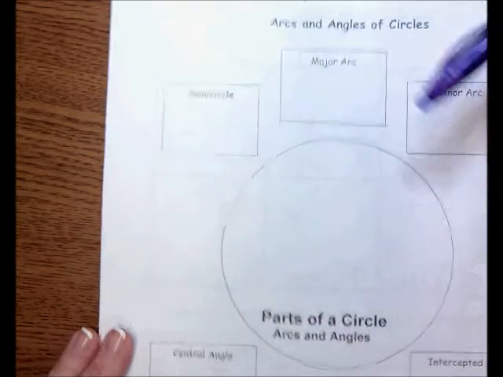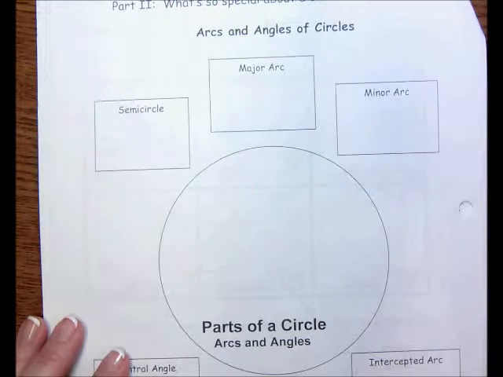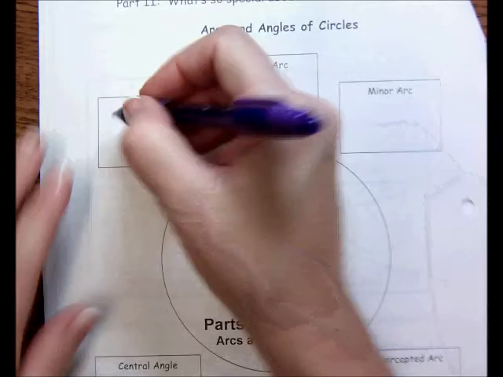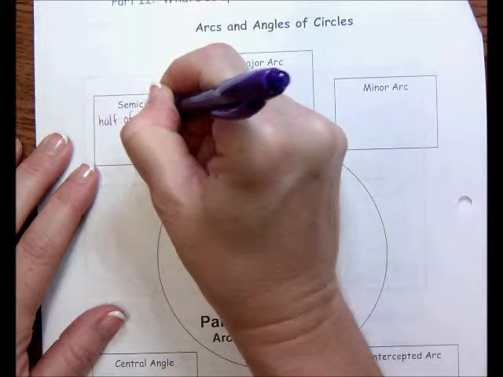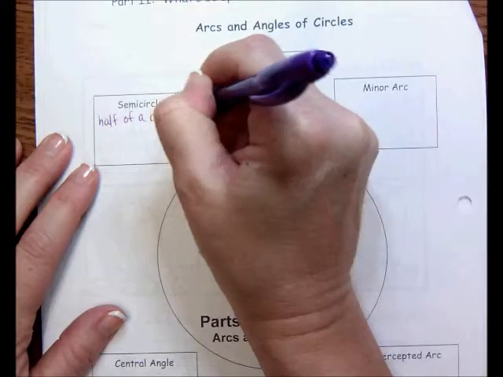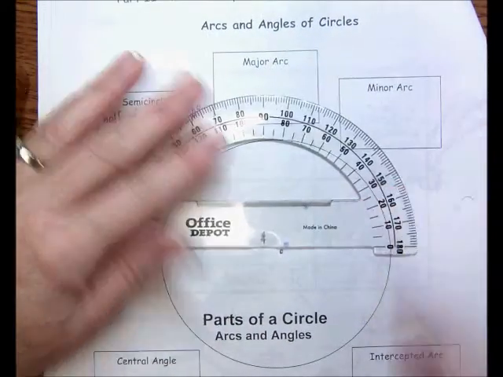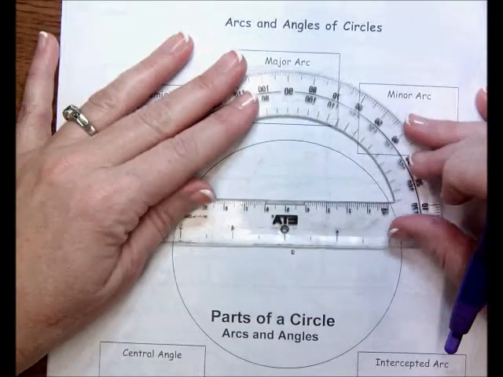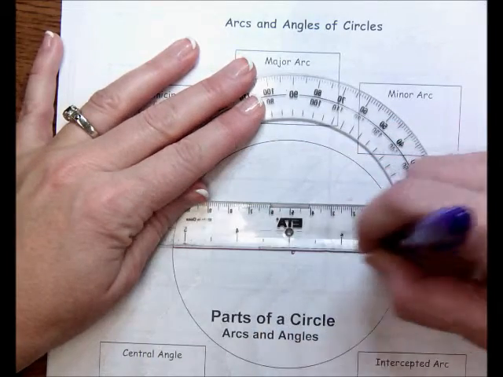The next step is what's so special about a circle. We talked about different arcs and angles of a circle. The first thing we discussed is a semicircle, and a semicircle is half of a circle, and it measures 180 degrees, and also it is formed by a diameter. So I need a straight edge, and I'm just going to draw a diameter.